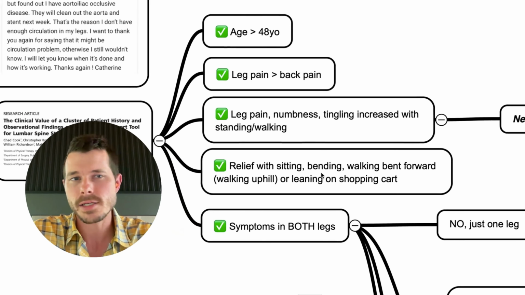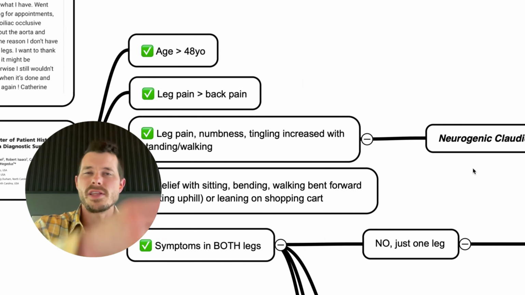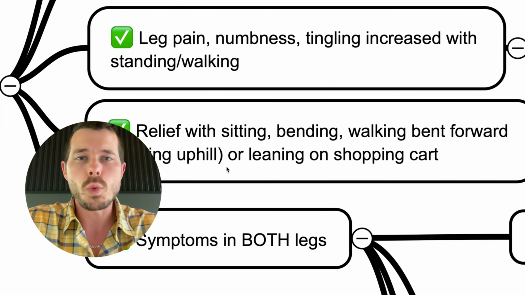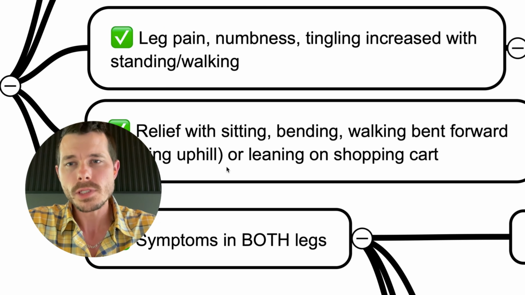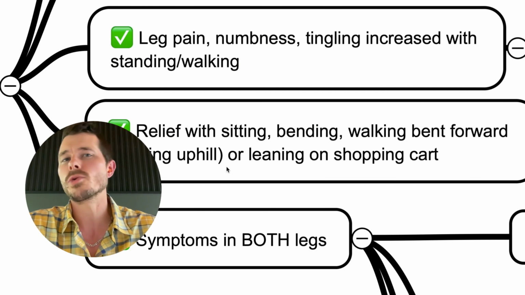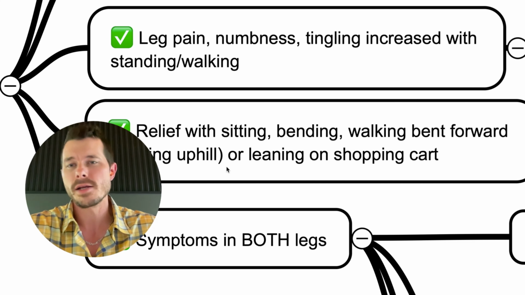We'll get to that in a second. Basically, compression of the nerve roots when you're in that extended position, whereby the nerves are a little bit cramped and pinched off, if you will, for lack of better terms, and you reduce blood supply to them, and therefore you get symptoms. This is very important: relief with sitting, bending, and walking bent forward. So if you walk uphill and all of a sudden you say, wow, that feels much better, or when you're walking through the store, you get symptoms and you lean forward on a shopping cart, we call this a shopping cart sign, then that may indicate that you have spinal stenosis.